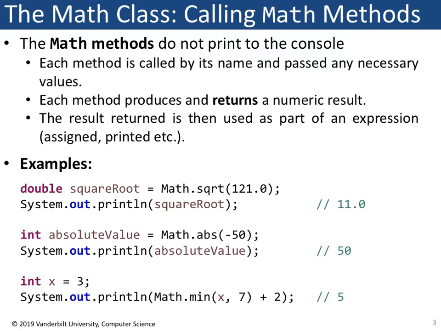And then in the final example, we have a variable x of type integer, which has been initialized to the value 3. And then we're going to have a println statement, and we are going to pass as argument to the println statement an expression. More accurately, we're going to pass the result of this expression to the println statement.